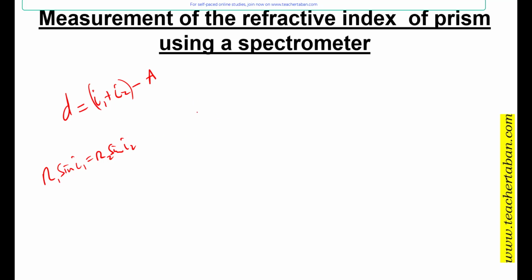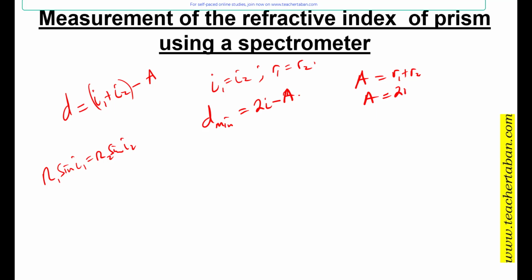So for minimum deviation to occur, our i1 is equal to i2 and our r1 is equal to r2. Remember this, we discussed this some time back. So meaning that here, our D min will simply be equal to 2i minus A. In other words, our A is equal to r1 plus r2, implying that our A is equal to 2r. And therefore, our angle of refraction will be simply A over 2. Likewise, from this equation here, our angle i will be equal to D min plus A, all divided by 2.